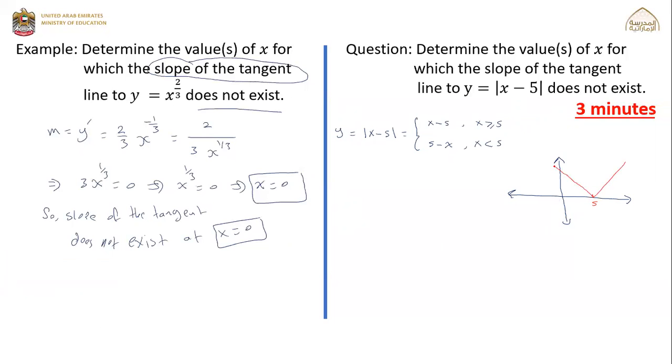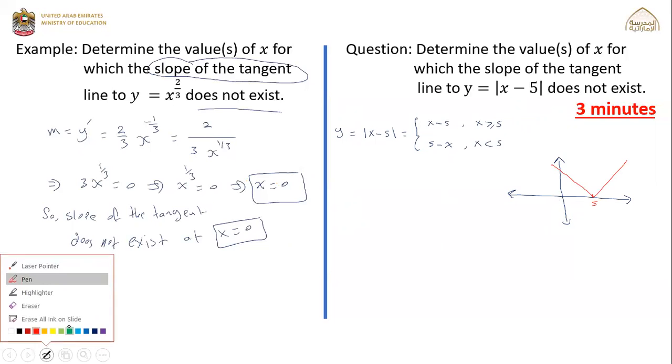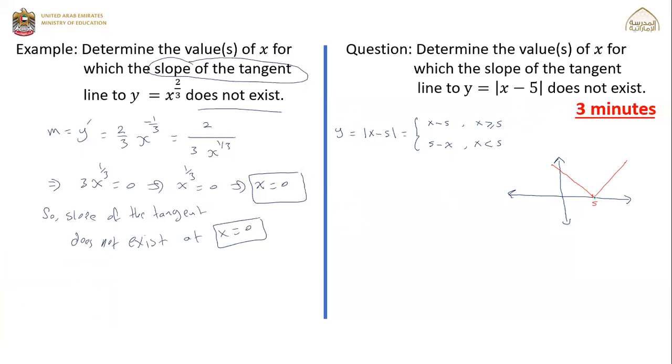It's coming like this. So as we see here from the graph, at this point, I have a corner. And we know if we have a corner for the function, that means the derivative does not exist. Because the derivative does not exist, the tangent, I don't have a tangent here at this point. That means the slope does not exist because the tangent does not exist.